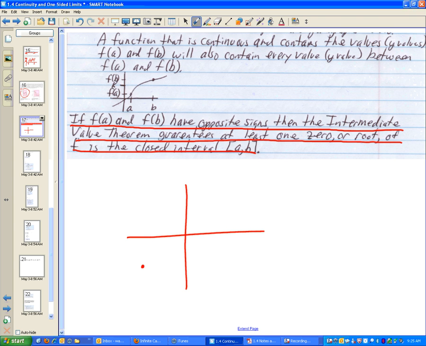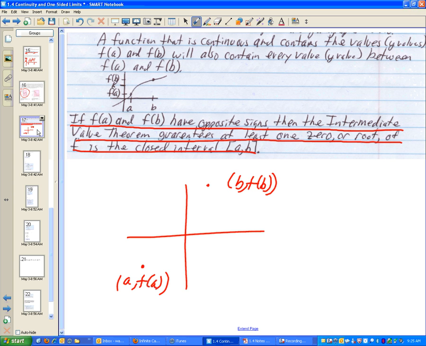So, back to this. If that's f of a, the point A, and over here is the point B, f of b, doesn't there have to be at least one place between those 2 points where the graph crosses the x-axis? Intermediate value theorem guarantees it, doesn't it? Because the intermediate value theorem guarantees there's at least one place where the y coordinate equals 0, since f of a is negative and f of b is positive. You with me?